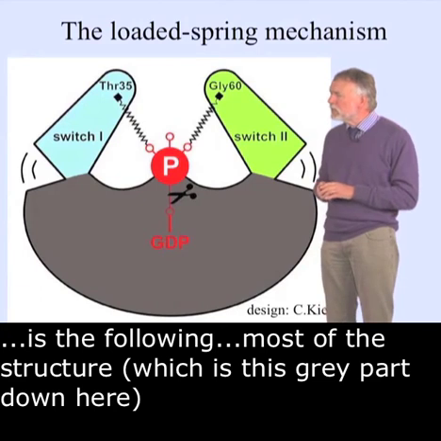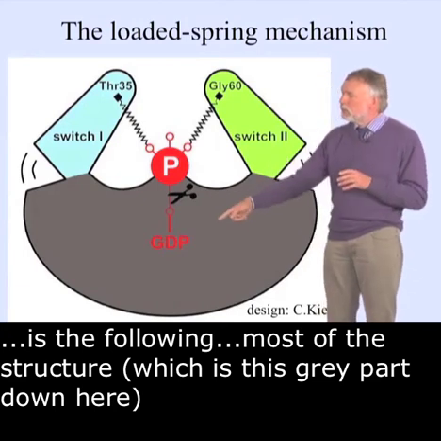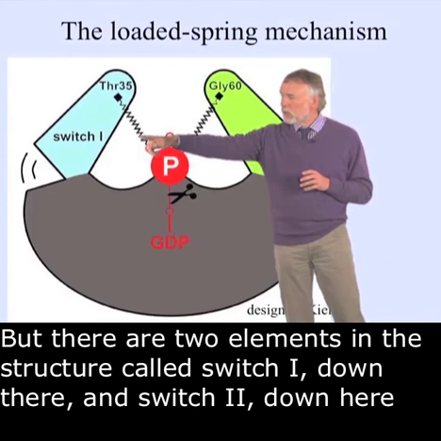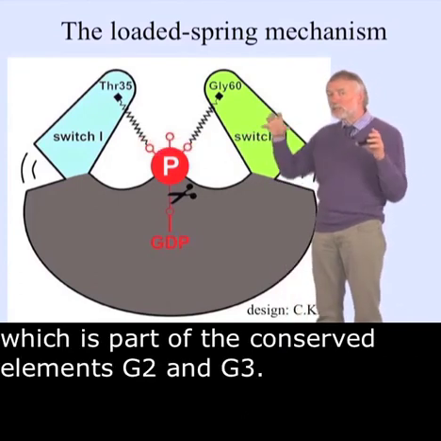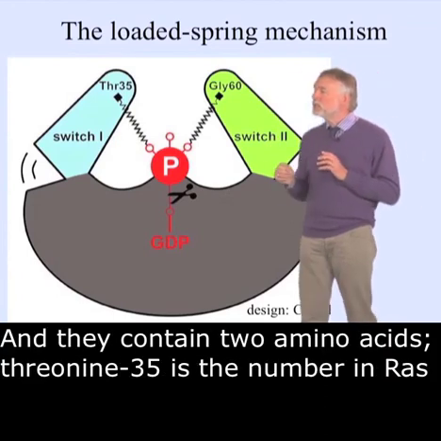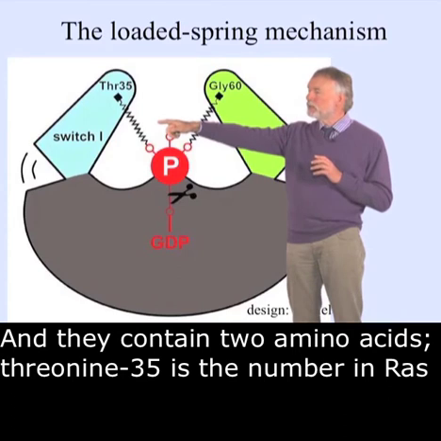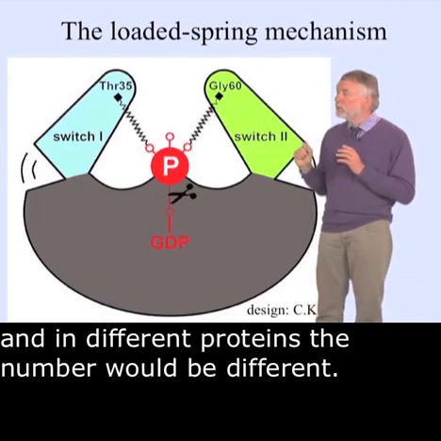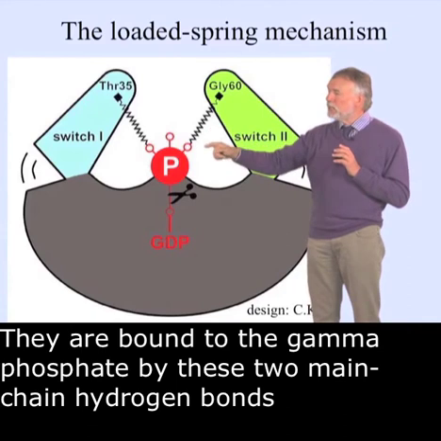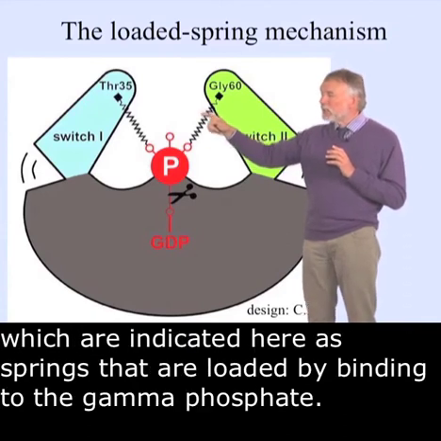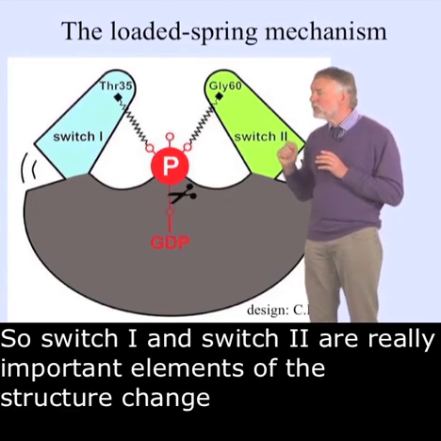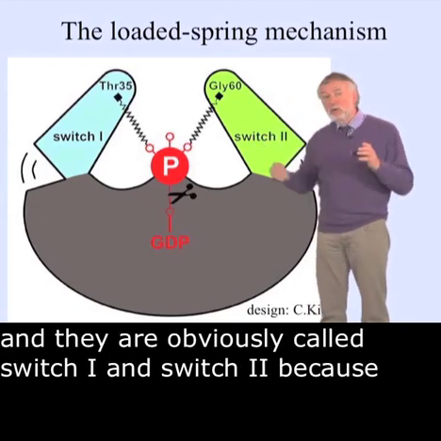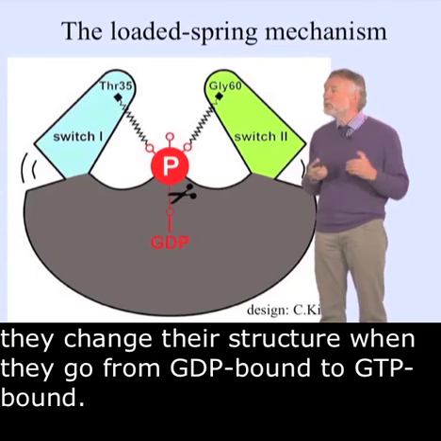The answer is the following. Most of the structure, which is the gray part down here, does not change at all when the protein goes from one state to the other. But there are two elements in the structure called switch 1 down there and switch 2 down here, which are part of the conserved elements G2 and G3. They contain two amino acids, threonine 35 in the numbering of RAS, and glycine 60, again the numbering in RAS, and in different proteins the number would be different. They are bound to the gamma phosphate by two main chain hydrogen bonds, which are indicated here as springs that are loaded by binding to the gamma phosphate. So switch 1 and switch 2 are really the important elements of the structural change. And they're called switch 1 and switch 2 because they change the structure when they go from GDP bound to GTP bound.